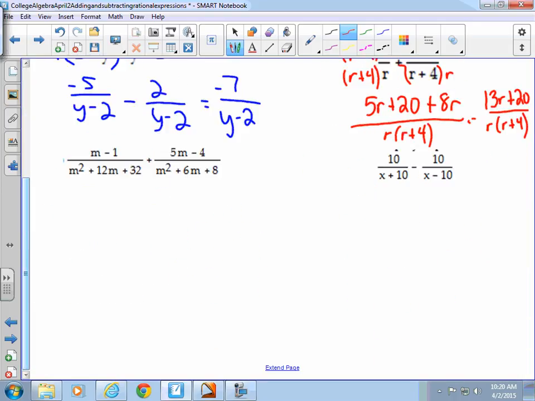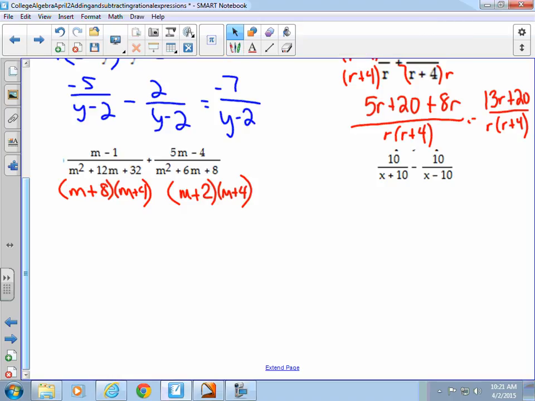Okay, the bottom left. Before I can start multiplying each other by things, what should I do first? Yes, and how am I going to do that? Factor it. I need to know what the factors are. Just like on the bell ringer, I had to go, well, what's 8? Oh, it's 4 times 2, right? I need to do that with these denominators. This one is m plus 8 and m plus 4. This one is m plus 2 and m plus 4. And that lets you know what they have in common and what they don't have in common.